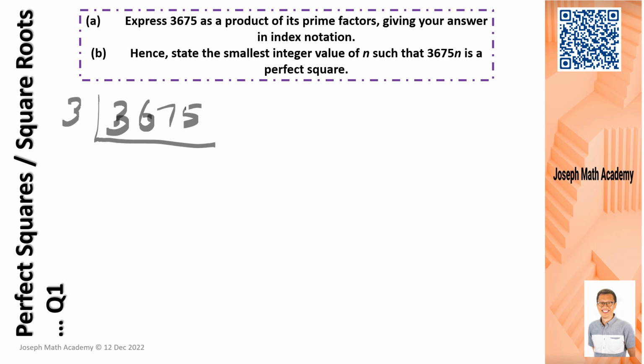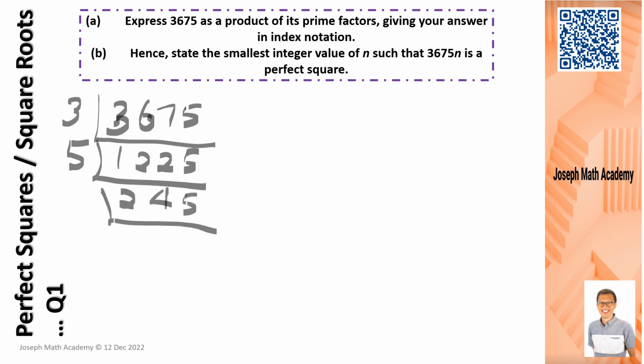3,675 can be divided by 3 to give us 1,225. Now 1,225 cannot be divided by 3 anymore because it gives us a remainder. So we move on to the next higher prime number, which is a 5. When it's divided by 5, it gives us 245. If I move on further, I get a 49, and 49 can only be divided by 7.